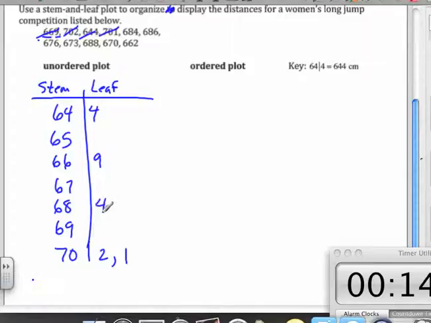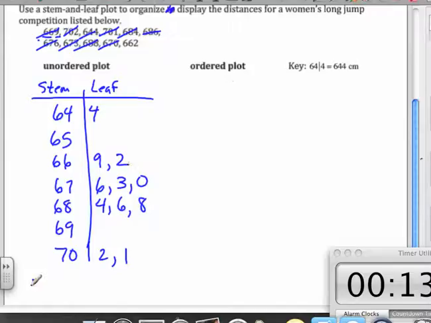68 and 4. Okay, got it. 68 and 6. Got it. 67 and 6. Got it. Did I do 67 and 6? Yes. 67 and 3. Yep. 68 and 8. There's another one. 67 and 0. So I need to put a 0 in there. All right. And 66 and 2.